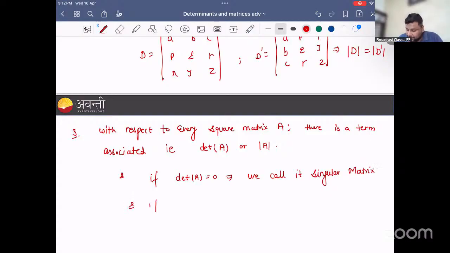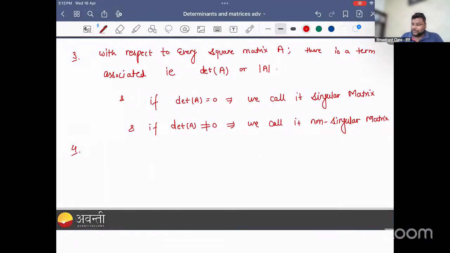And if determinant of A is non-zero, what do we call it? We call it non-singular matrix. Got it? So if determinant of A is 0, we call it singular matrix. If determinant of A is non-zero, we call it non-singular matrix.